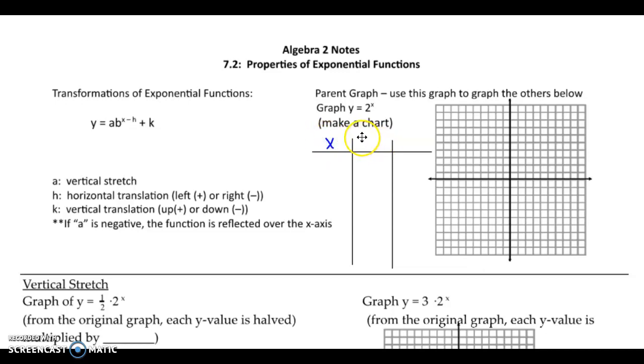So choose some values for x, plug it in to 2 to the x. That will help us figure out what our y is. So you can just choose a couple of points there just to see what the original graph will look like. So 2 to the negative second. Remember, that's going to be 1 over 2 to the second, which is 1/4. So why don't you go ahead and fill out the chart and graph it. Go ahead and pause your video and then we'll jump down to the vertical stretch.